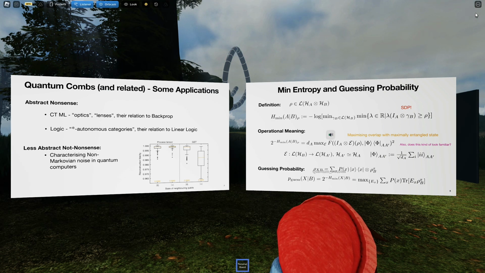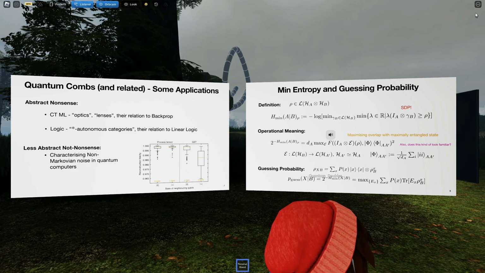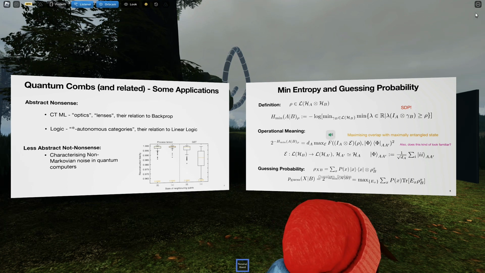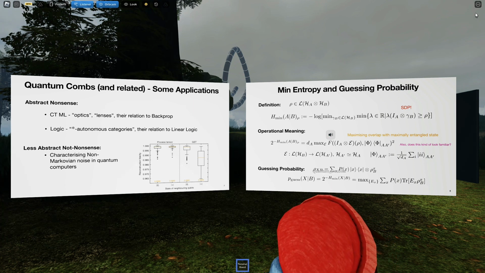But if you have the quantum case, it's how much correlation do I have with the system A instead of x? Yeah, when you have one of the systems classical, it is called the guessing probability because it's the maximum probability that you will get the correct answer under the optimal strategy.